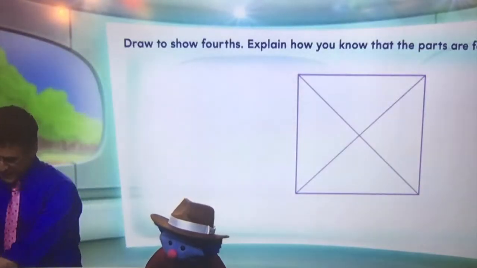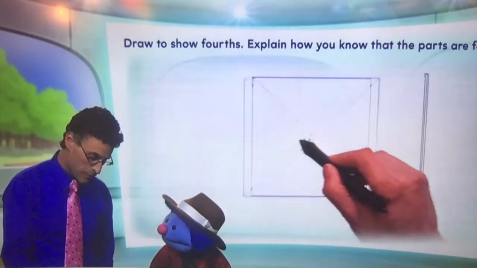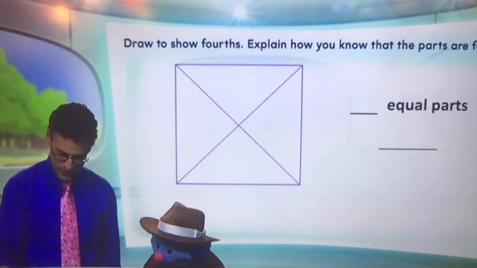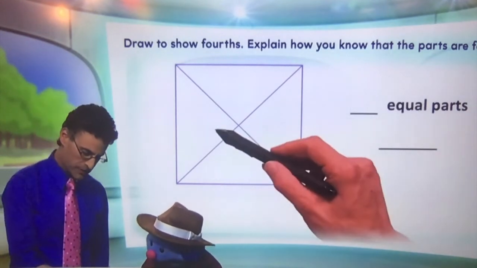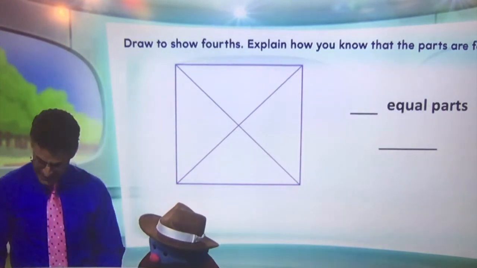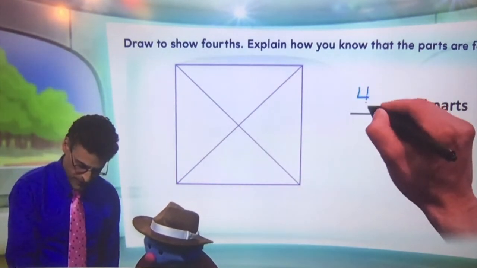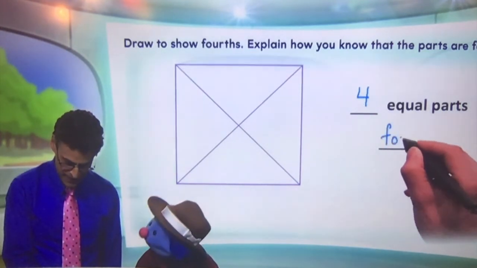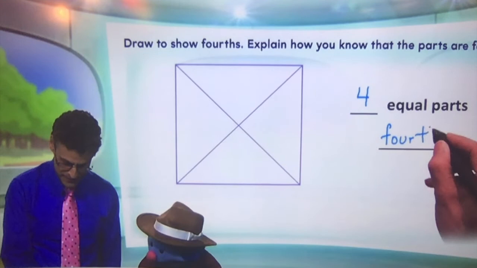And so, if I were to move this over here, then if I want to kind of fill in the blanks, I can see for ourselves that how many equal parts do we have? 1, 2, 3, 4. Exactly. And so I see that we have 4 equal parts, and that means we have fourths. And I'm going to write that in, fourths.